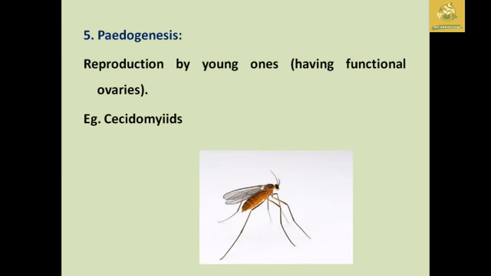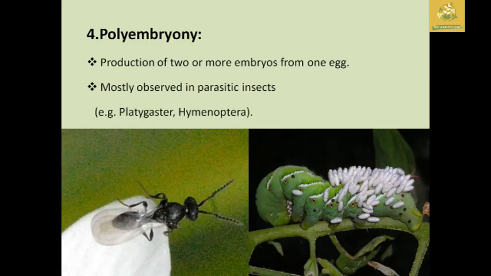And the fifth one is paedogenesis. It is the reproduction by young ones having functional ovaries, which they use to form the new ones, for example in cecidomyiids. And polyembryony, where two or more embryos are produced from a single egg cell, which is one of the major characters in parasitic insects. For example Platygaster as well as the Hymenoptera insects.